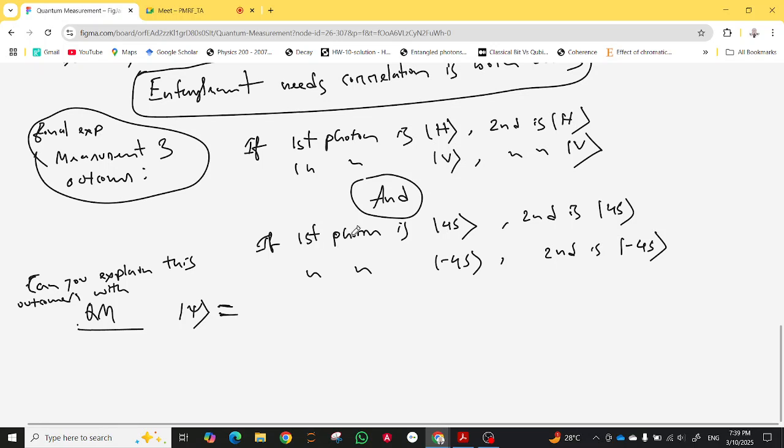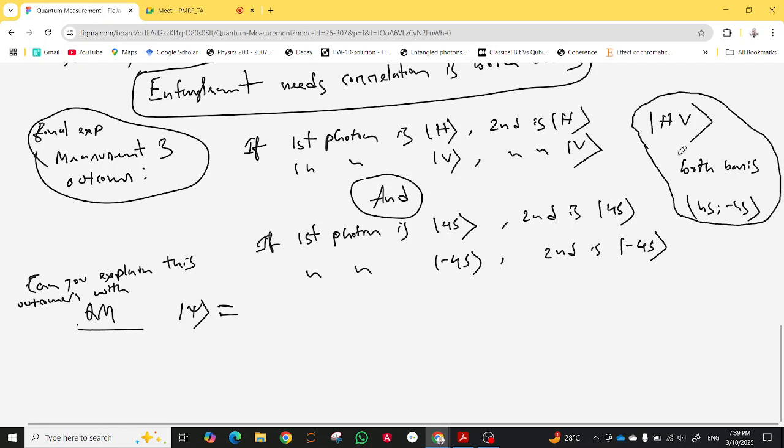Because this is your final one, because here you are measuring in both bases, right? This is the HV basis and this is the 45 minus 45 basis, both bases. So certainly there is now entanglement, okay? If entanglement exists, so what will be the psi?